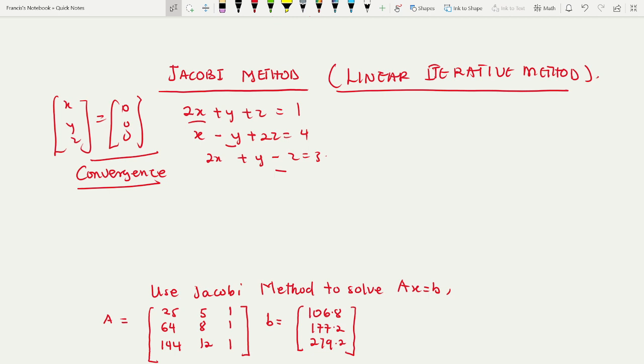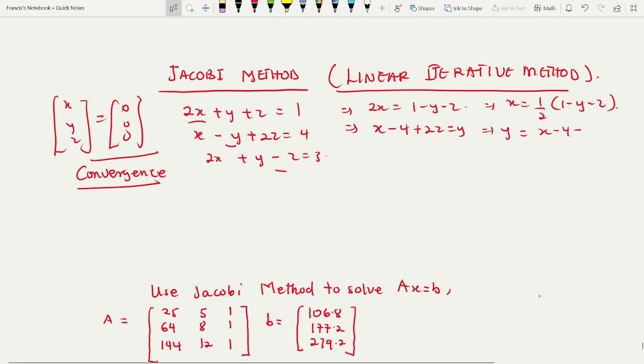First, as I said, you make x the subject in the very first equation. If it were a different variable, you make your first unknown the subject. I'll have 2x is equal to 1 minus y minus z. Therefore x is simply equal to 1 over 2 open bracket 1 minus y minus z. From the second equation, I have to make y the subject. So I get x minus 4 plus 2z is equal to y. As simple as that. So y is equal to x minus 4 plus 2z.